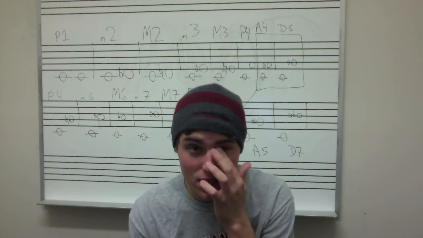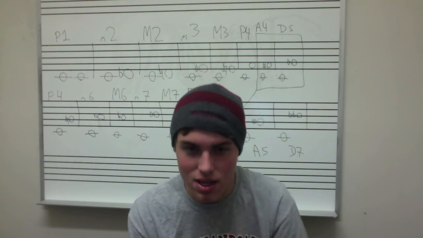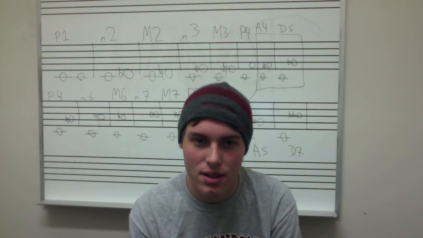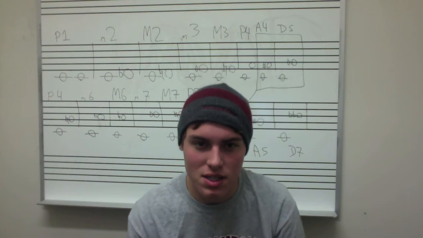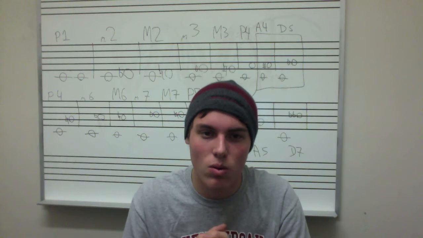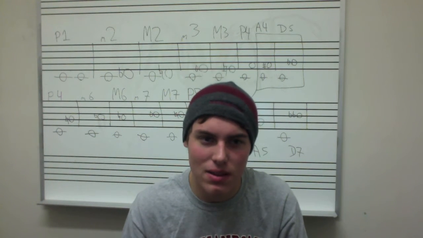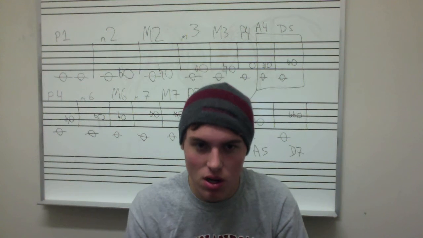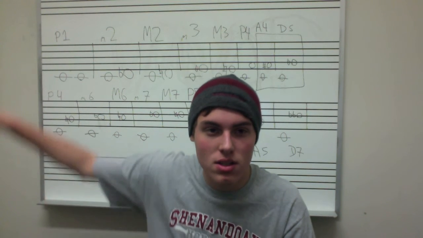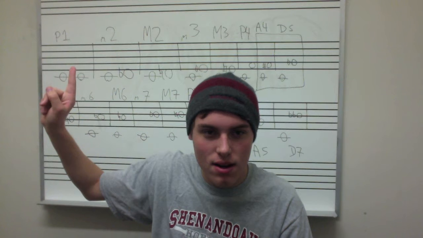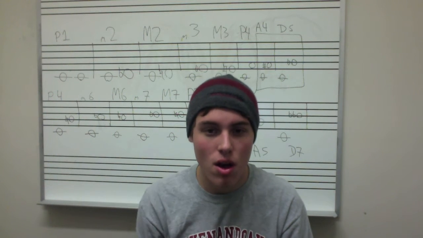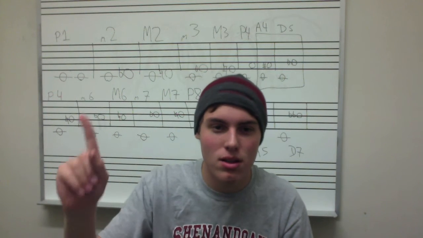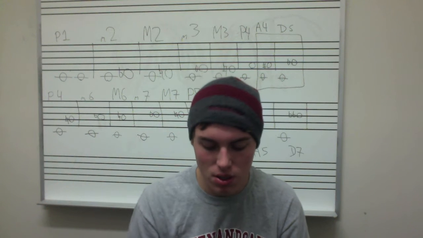But all you really need to know is the names and the distances between them and what each of them means. So we're going to start off with the simplest one. It's the one that's right there. Perfect unison. Notated as P1. Perfect unison.